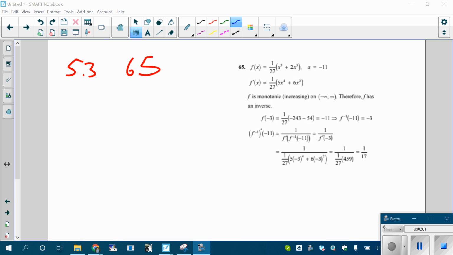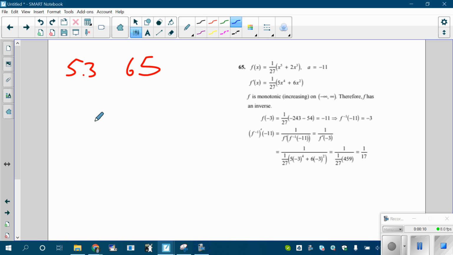Yeah, just go here. This is 5.3, number 65. They want us to verify that the original function has an inverse, and then use this buddy point idea to find the derivative of the inverse at negative 11.